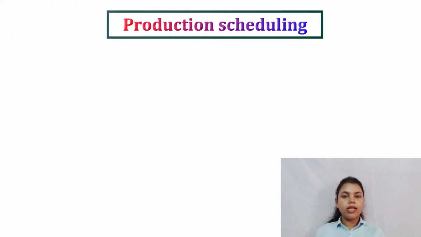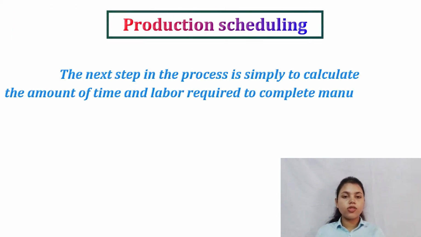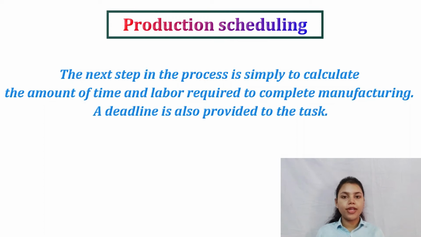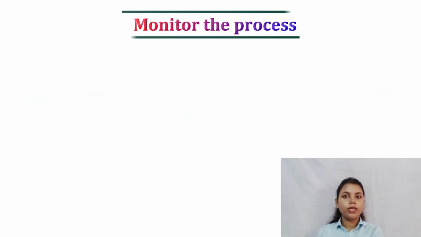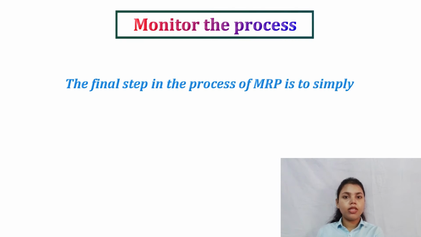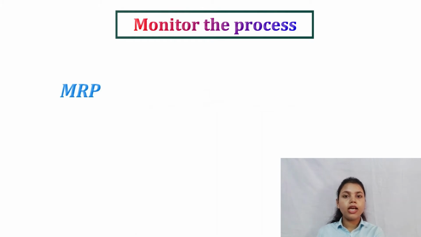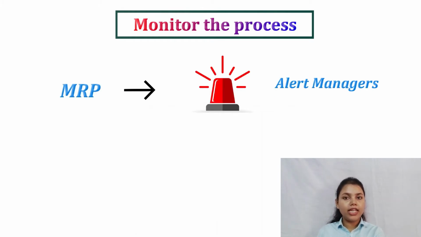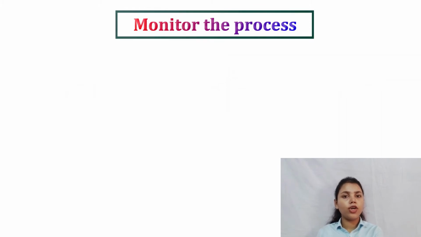Production scheduling. The next step in the process is to simply calculate the amount of time and labor required to finish the manufacturing. A deadline is also provided to carry out the task. Monitor the process. The final step in the process of MRP is to simply monitor it for further issues. MRP can automatically alert managers to any delays and even suggest better contingency plans in order to meet the deadlines.